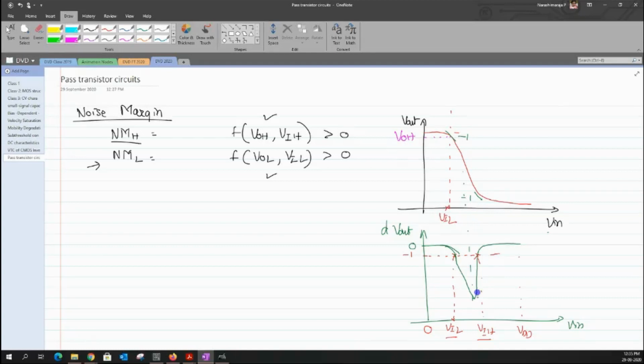Similarly, we would take the value of this VIH, place that particular point, and then fix a vertical line across this input VIH. There will be one single intersection, and this intersection point will then return us what is known as VOL, the output low value.